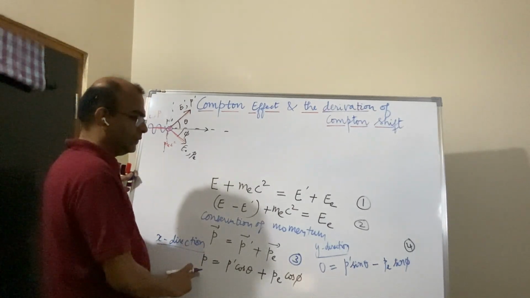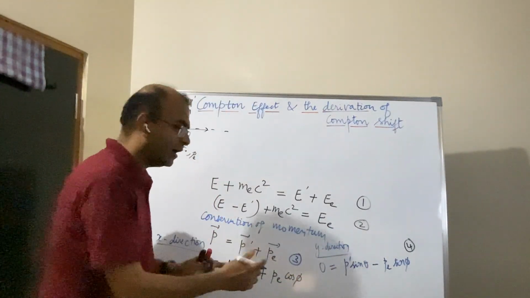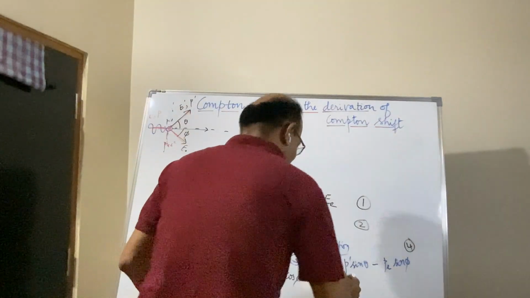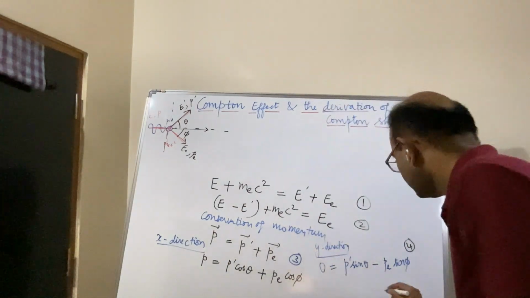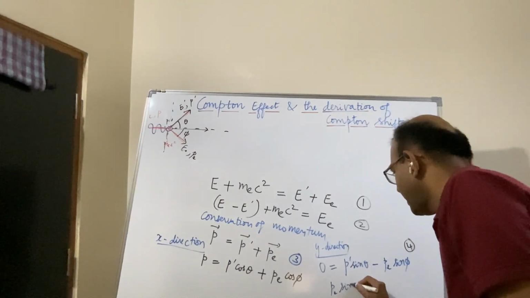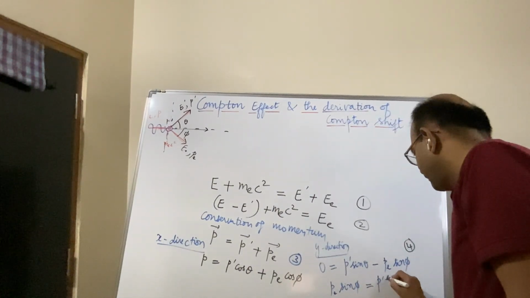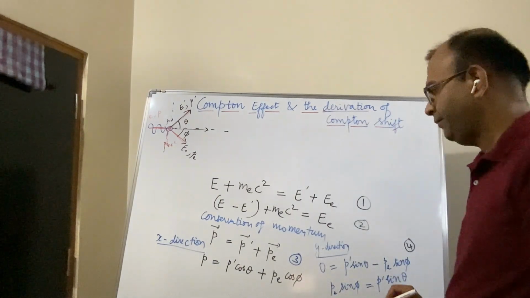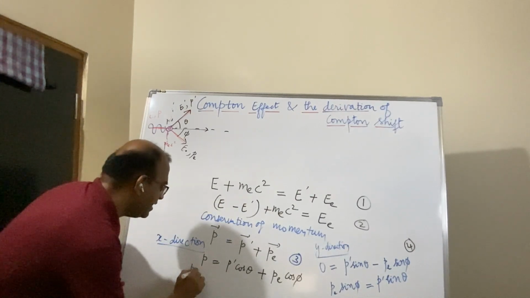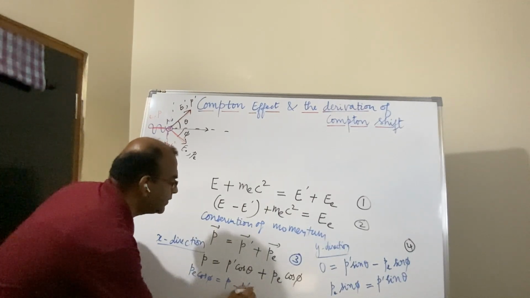So first let me do some kind of separation, aligning the thetas and the phis. I can write here Pe sin phi has a negative sign, so I can take it to the left side to make it positive: Pe sin phi is equal to P prime sin theta. And similarly here, I can write Pe cos phi is equal to P minus P prime cos theta.